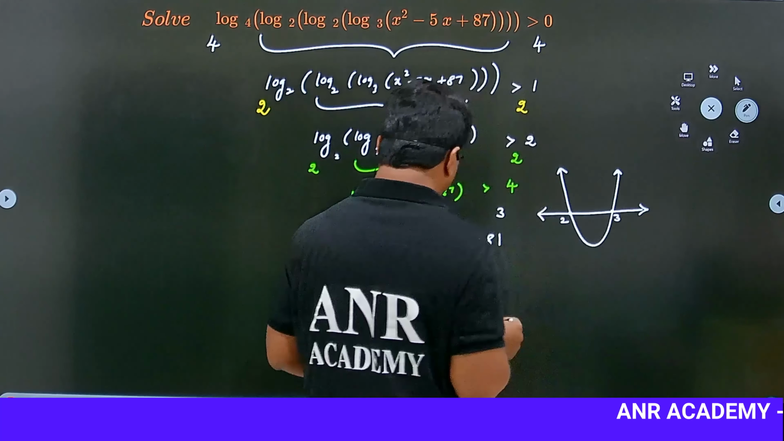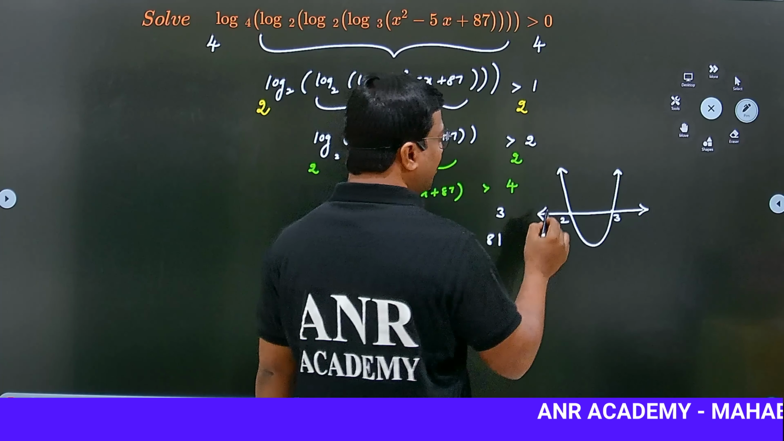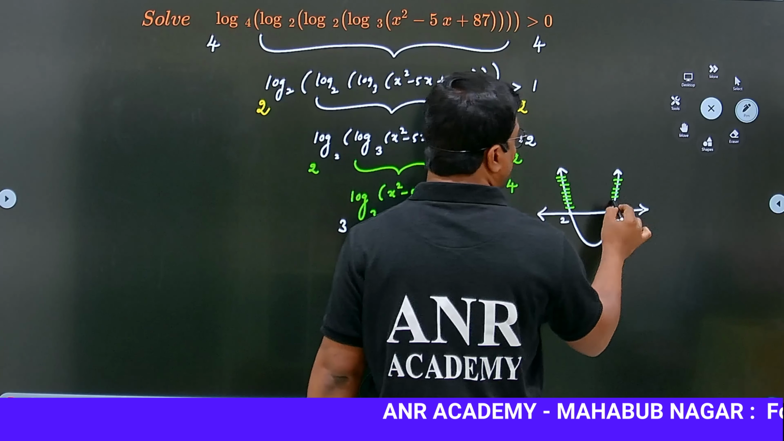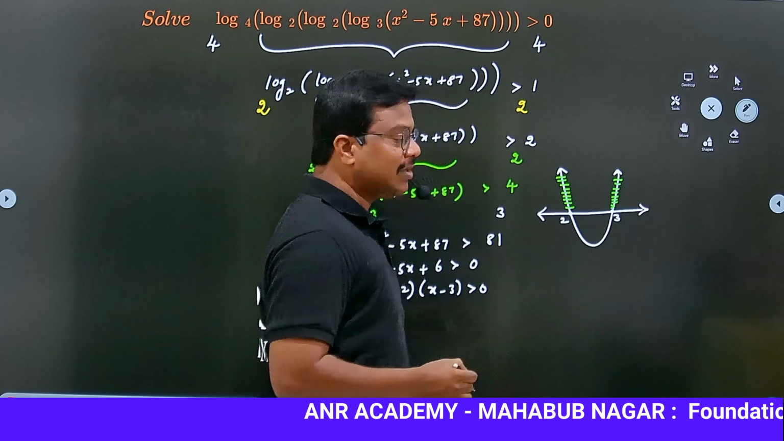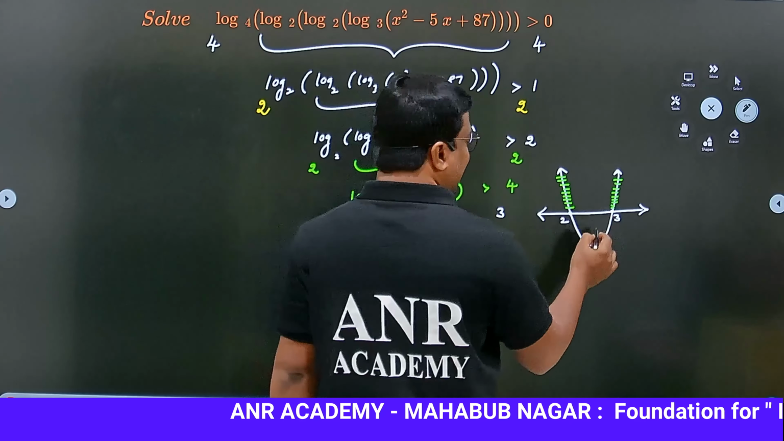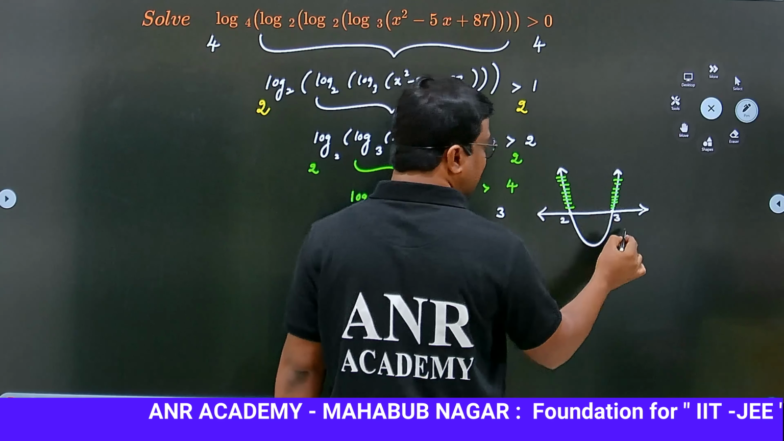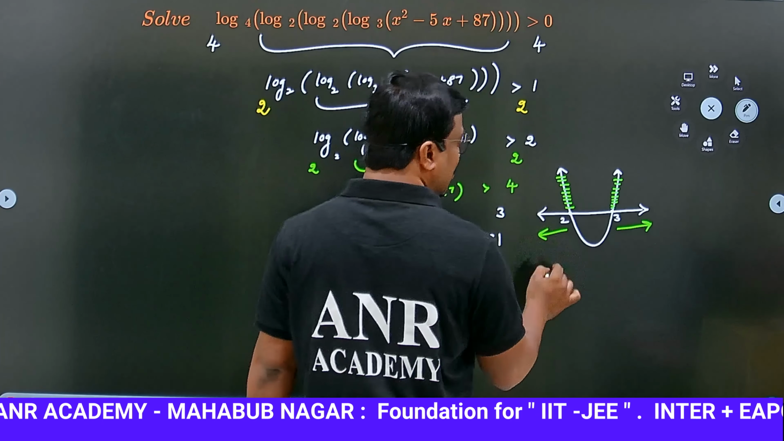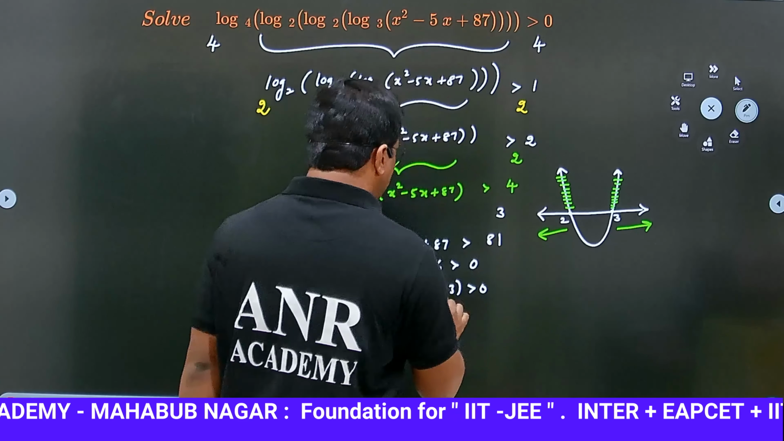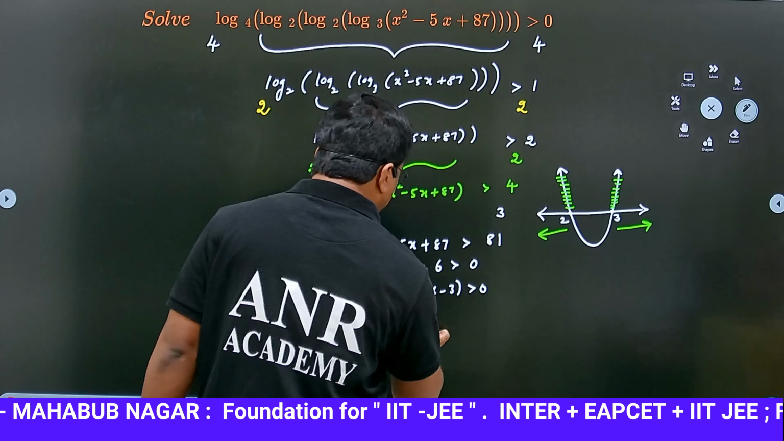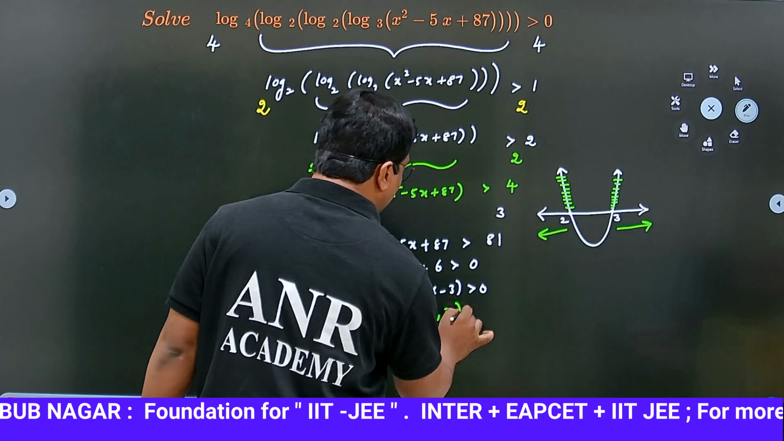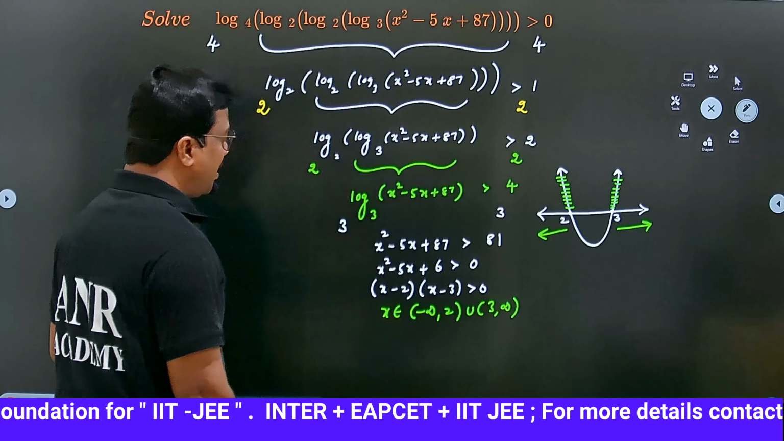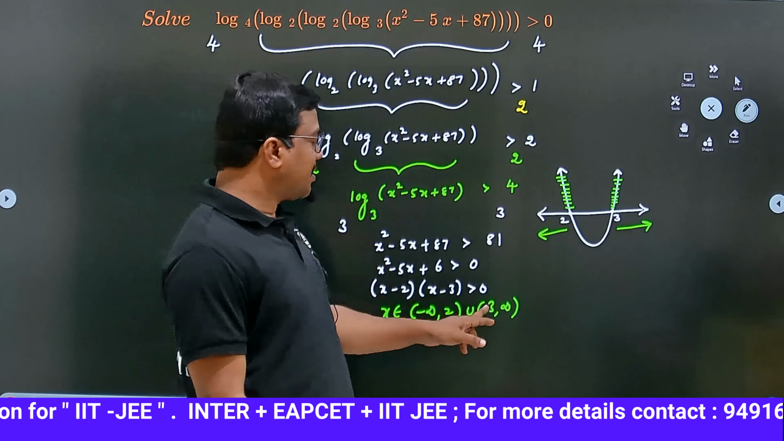The parabolic portion more than 0, this shaded portion in which the parabola is greater than 0, and the values of x satisfying the parabola more than 0 are x more than 3 or less than 2. Hence, here I can write the values of x are minus infinity to 2 union 3 to infinity, and you cross check the values of x.